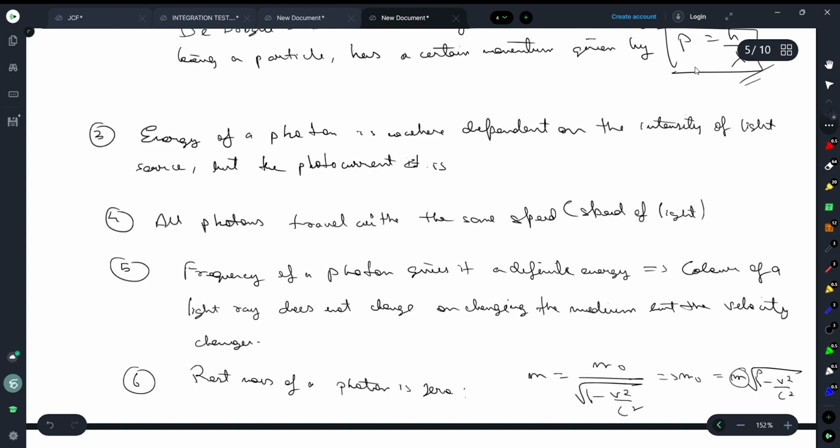Now since the velocity of the photon is the same as the speed of light, v and c are the same, so v square over c square is 1, 1 minus 1 is 0, and the rest mass of the photon comes out to be 0. Okay, is this concept clear? The concept of photon is clear.